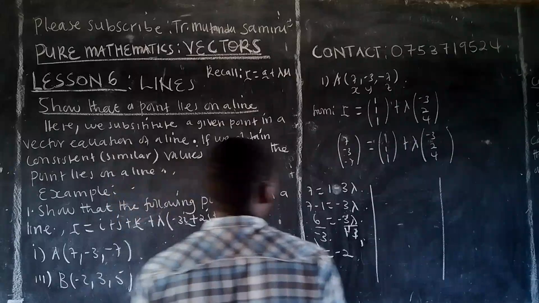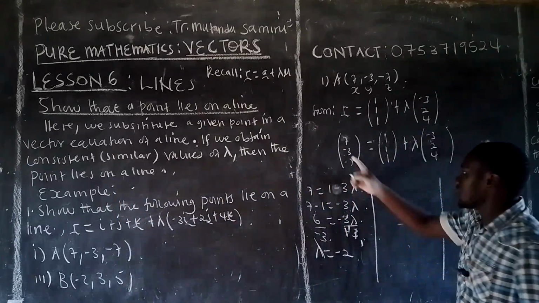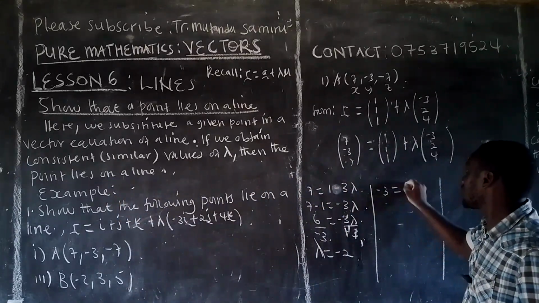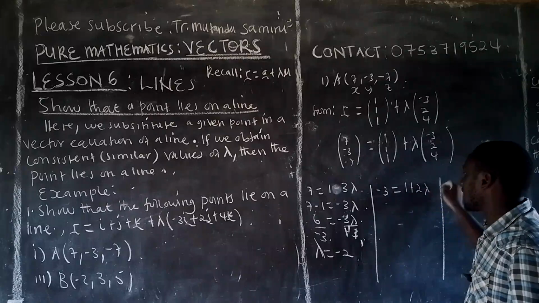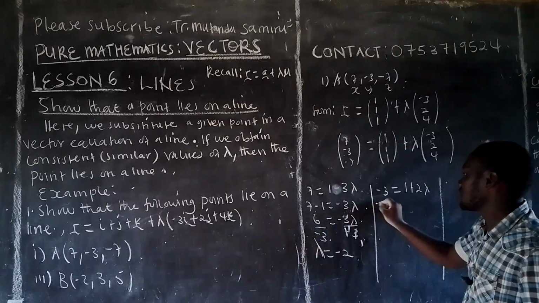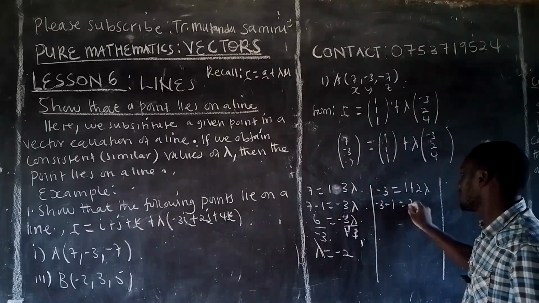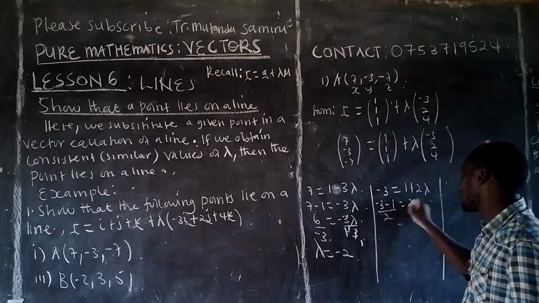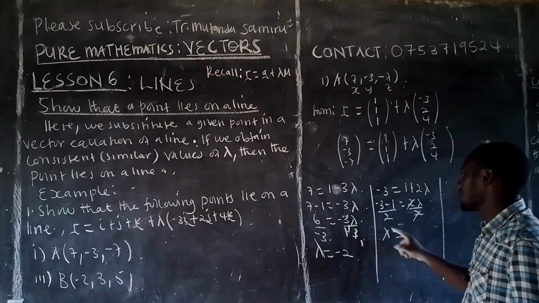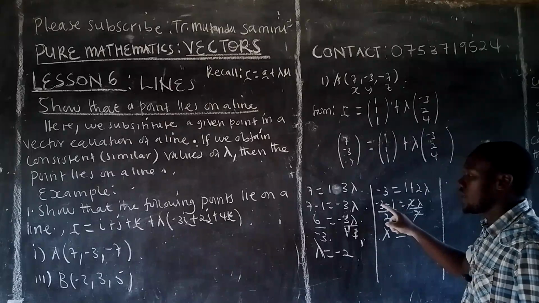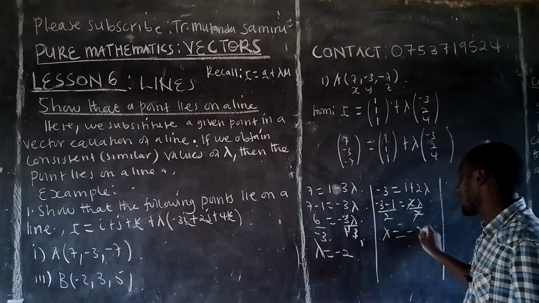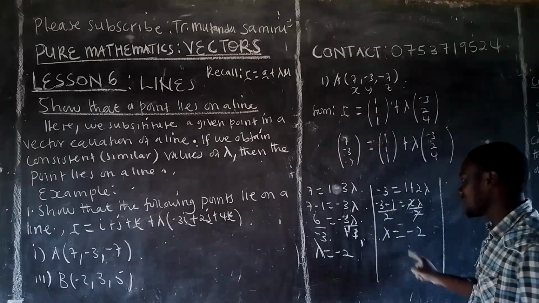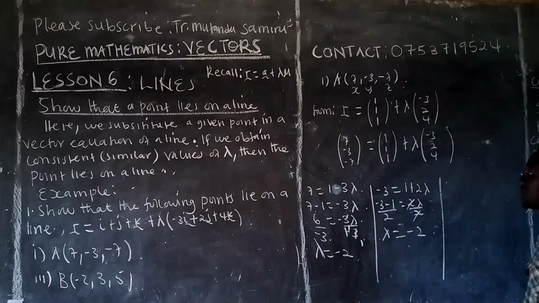Let's come and see the middle one. Negative 3 is equal to 1 plus 2 lambda. Collecting like terms, negative 3 minus 1 is equal to 2 lambda. Divide by 2 on both sides. We realize that lambda will be what? Negative 3 minus 1 is negative 4, divided by 2 will be negative 2. This is the same as the first one. We hope the last one may also be the same.